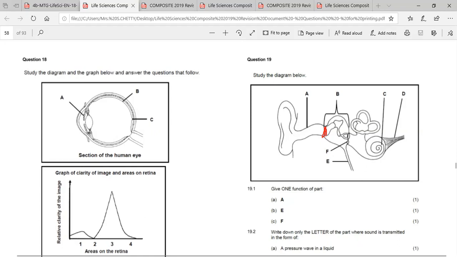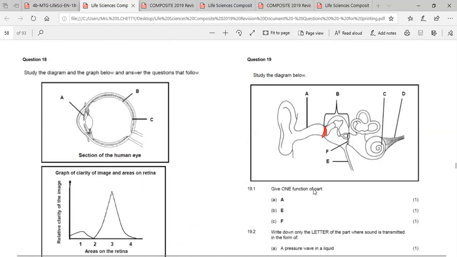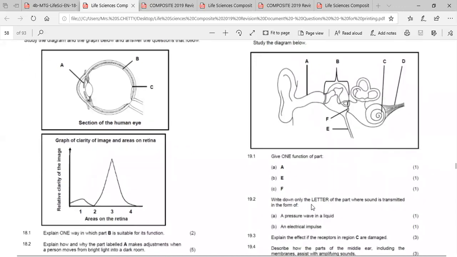Okay? Write down only the letter of the part where sound is transmitted in the form of a pressure wave. What did I say to you? That pressure wave, my dear children, is only in the fluid, isn't that so? Other than that, it's your sound waves or your vibrations. So the pressure wave only occurs when it travels through fluid, and fluid is only found in your inner ear. So the answer would be C.